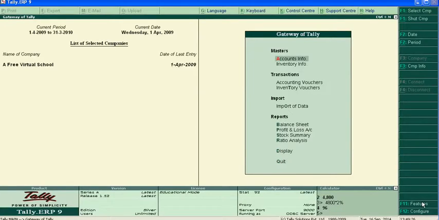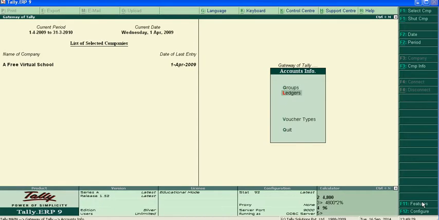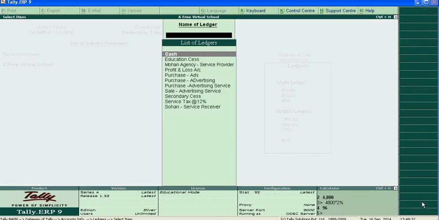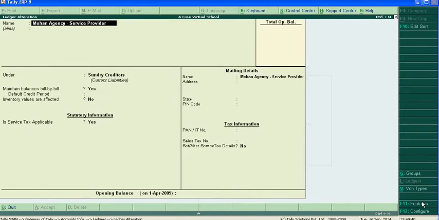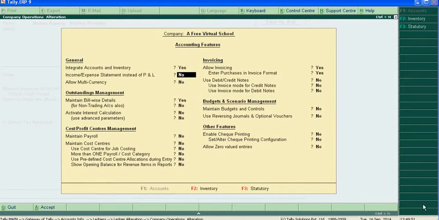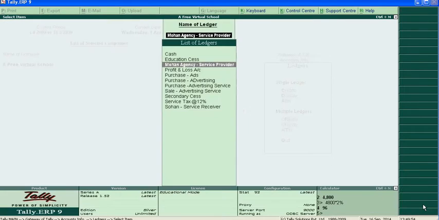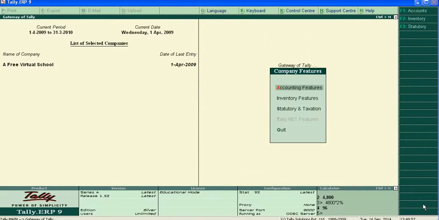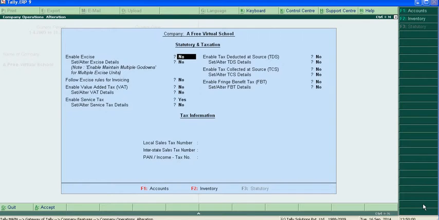First of all, you have to create ledger accounts. These are the main ledger accounts which you have to create. Suppose you get the service from Mohan agency, so you have to create it under Sundry Creditors. One more thing, in the features of taxation, you have to enable service tax, okay, and set alter yes.